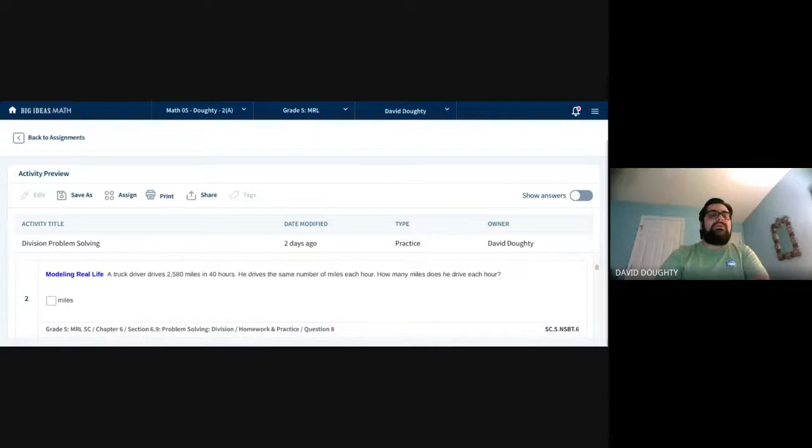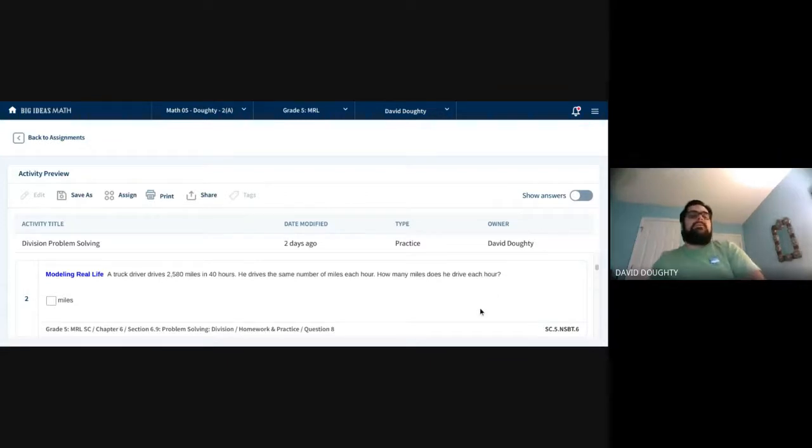I'm not going to do number 2 with you, but I'm going to read it for you and describe what you need to do. It says a truck driver drives 2,580 miles in 40 hours. That's a long way in a short period of time. He drives the same number of miles each hour. How many miles does he drive each hour?